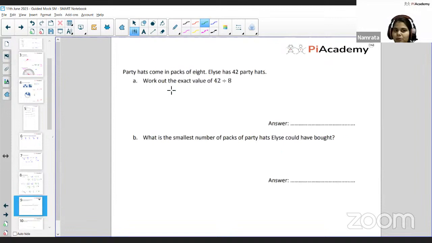Here we have a word problem. Party hats come in packs of 8. LZ has 42 party hats. Work out the exact value of 42 divided by 8. And what is the smallest number of packs of party hats LZ could have bought? Take your time. We'll start discussing after 2 minutes.